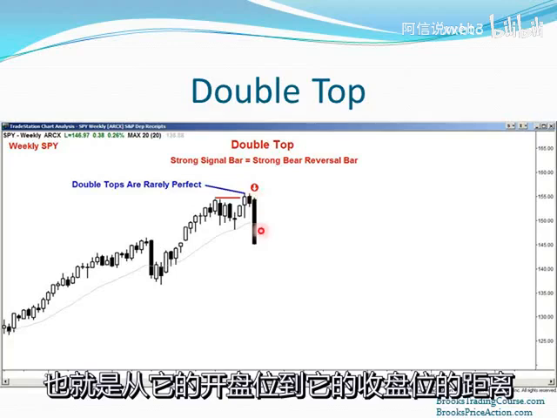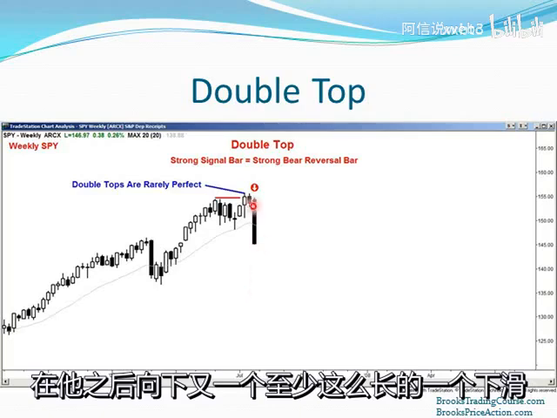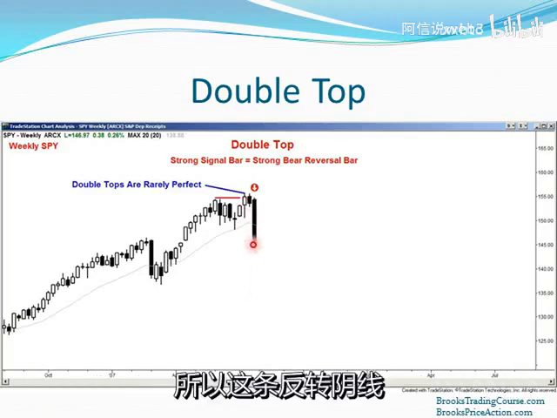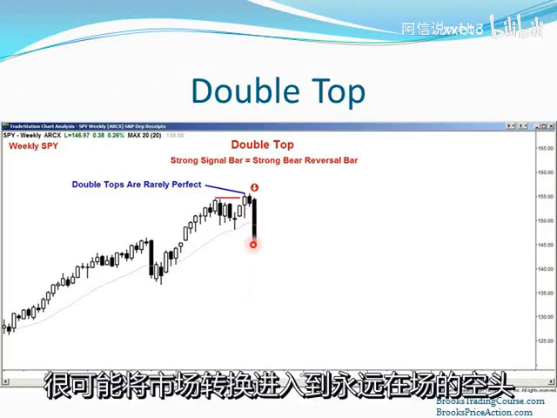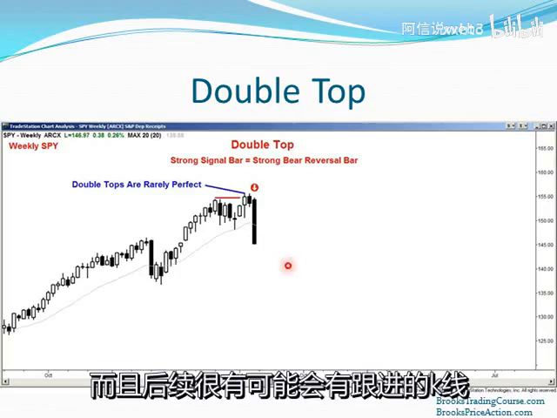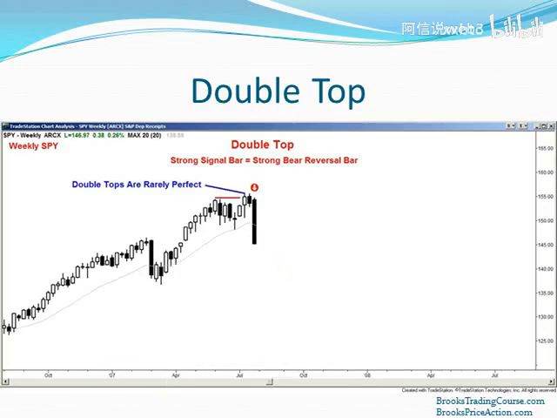So from the open of the bar to the close of the bar, chances are we'll get at least a measured move down. So this bear spike probably flipped the market to always in short in the minds of traders, and it probably will have a lot of follow through.